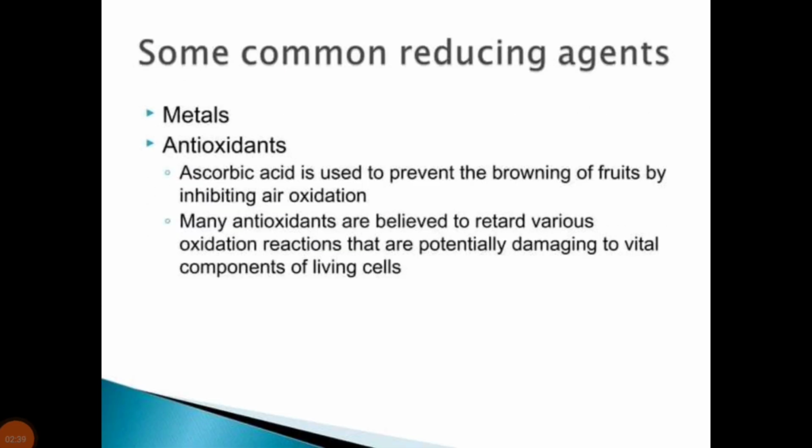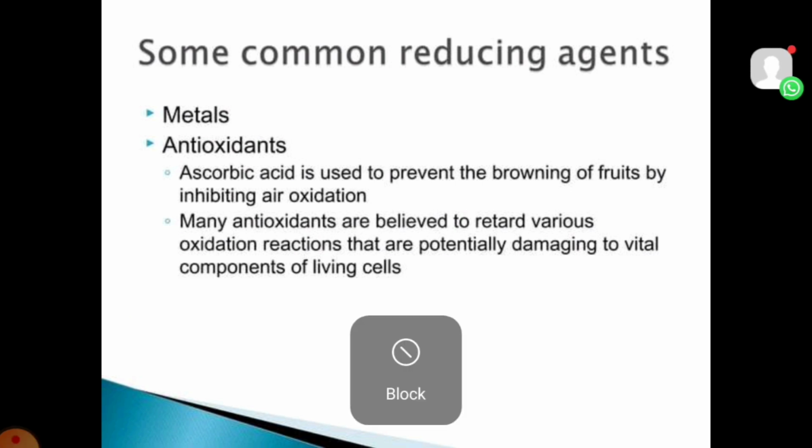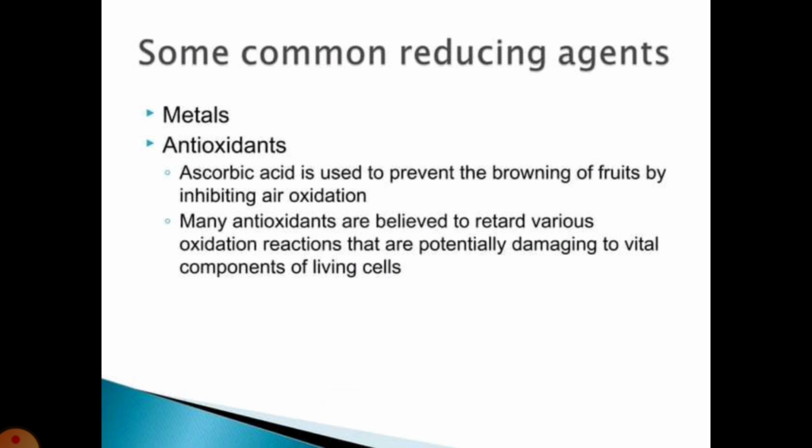Some common reducing agents are antioxidants. Ascorbic acid is used to prevent the browning of fruits by inhibiting air oxidation. Antioxidants are believed to retard various oxidation reactions that are potentially damaging to vital components of living cells.